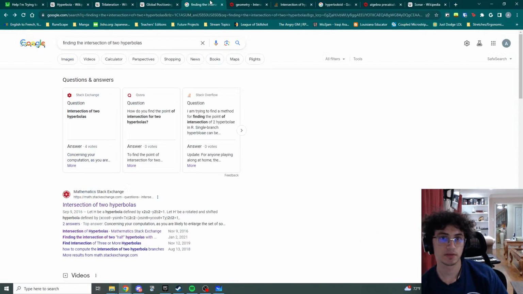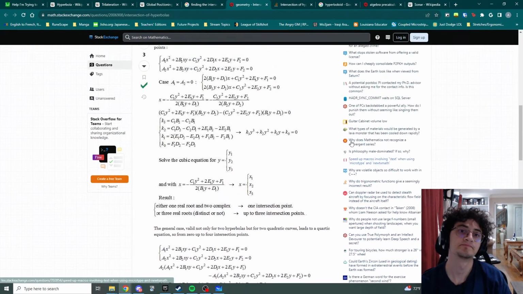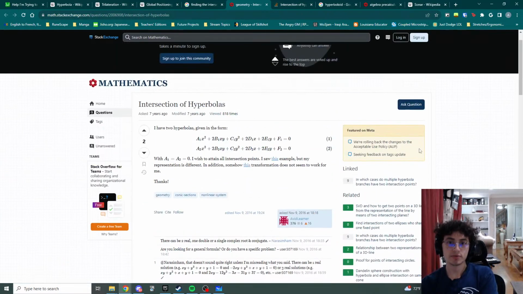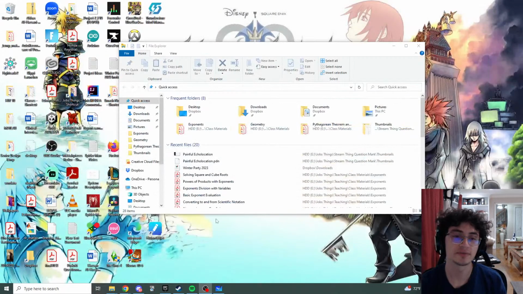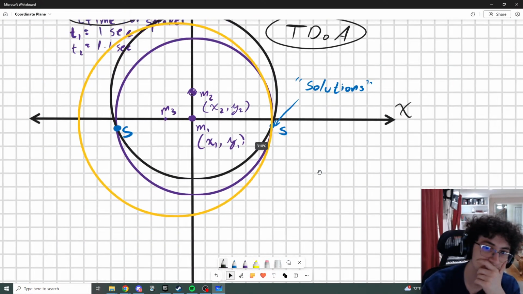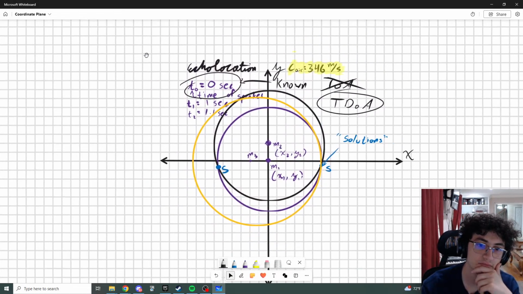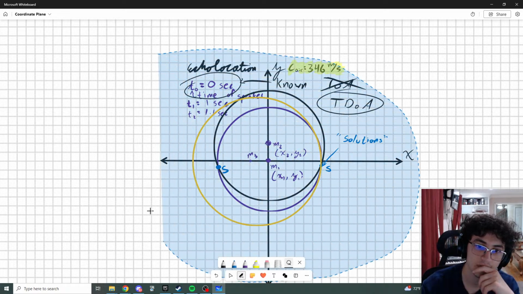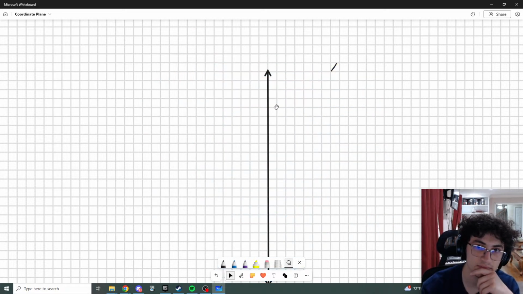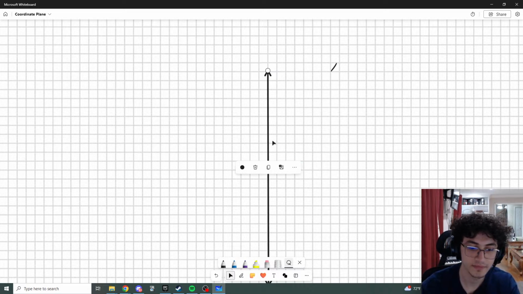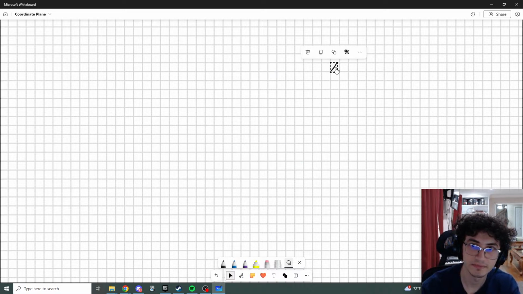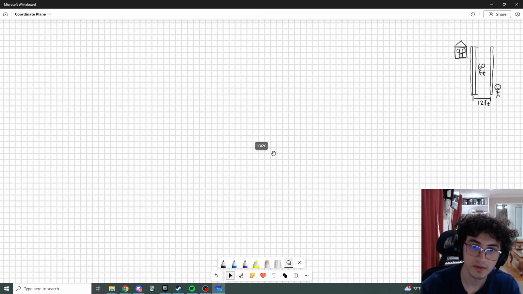All right, let's see. Two hyperbolas given this form. You know what? Before we do this, let's try actually solving it. Let's take all of this stuff and just delete it. Delete. Delete. All right. Let's scrap all that.